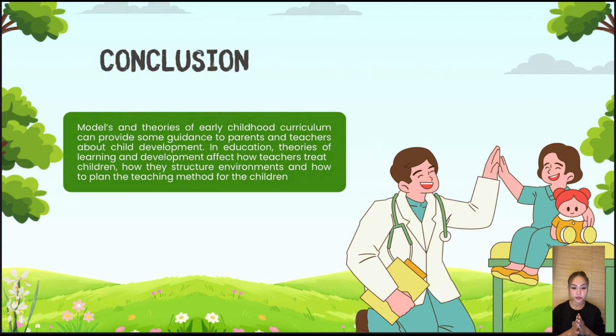For example, the Montessori model focuses on child independence, child confidence and self-discipline as well. While the Reggio Emilia focuses on collaborative inquiry. And then the High Scope focuses on social skills and parental involvement as well.